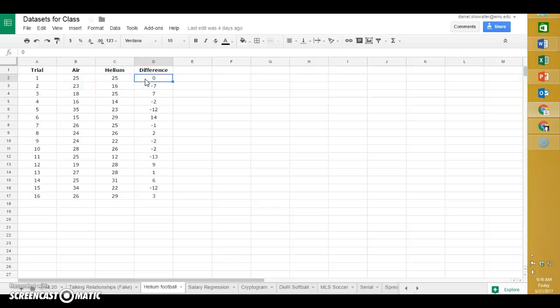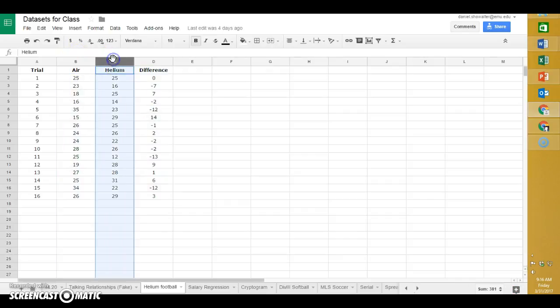We need to get the difference of each of them. So 25 minus 25 gives us 0. 16 minus 23 gives us -7. 25 minus 18 gives us 7, and so on. These are the scores that we're analyzing. We're just pretending that this is our one sample.